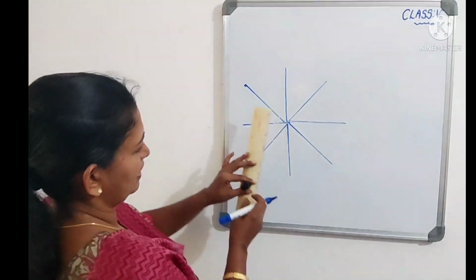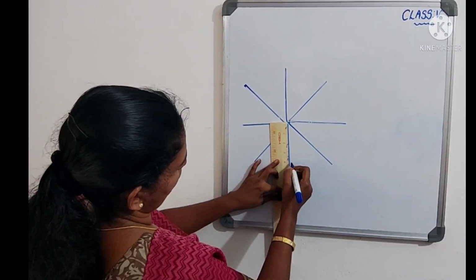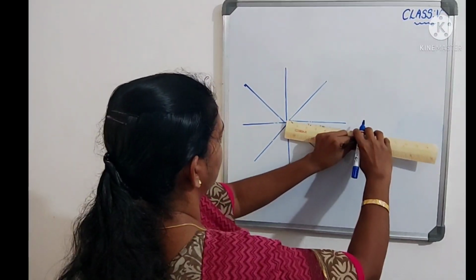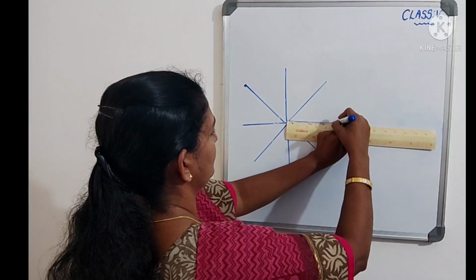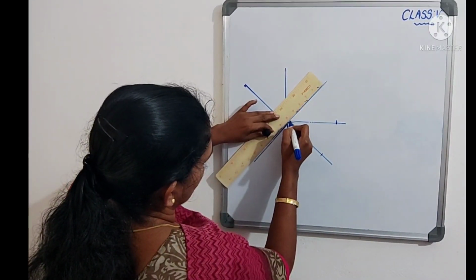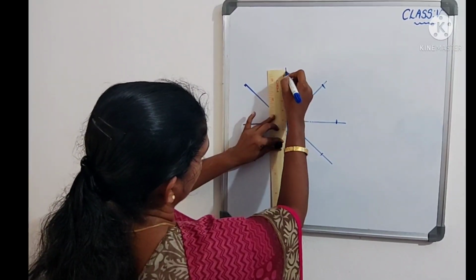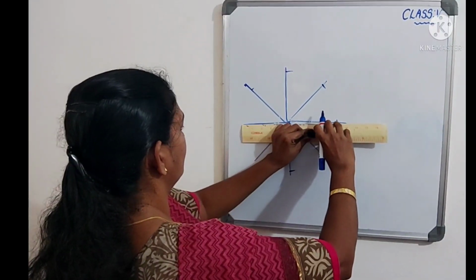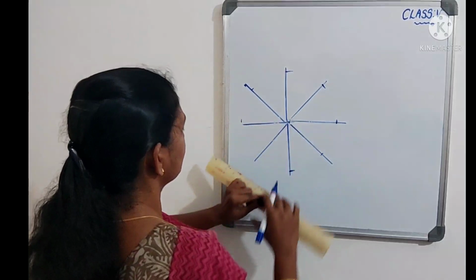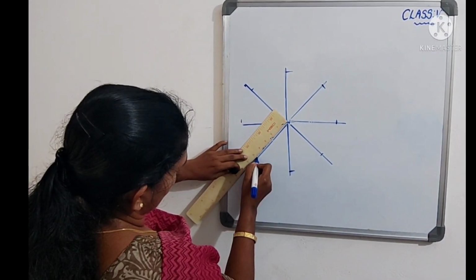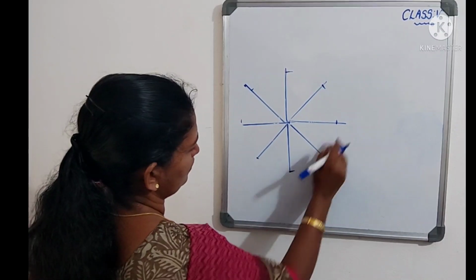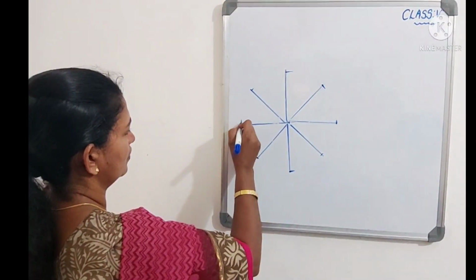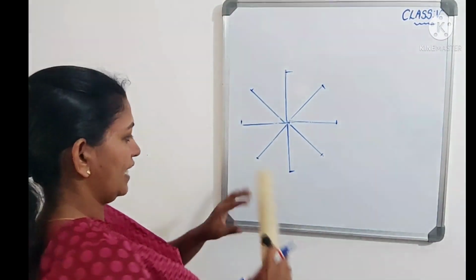So we will measure all the lines 4 centimeters. 4 or 5 centimeters we can take. 5, 5, 5. Then join all the lines.